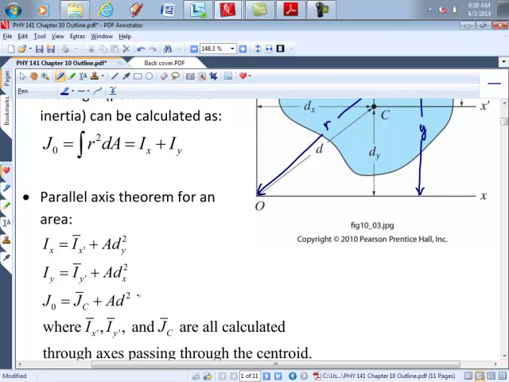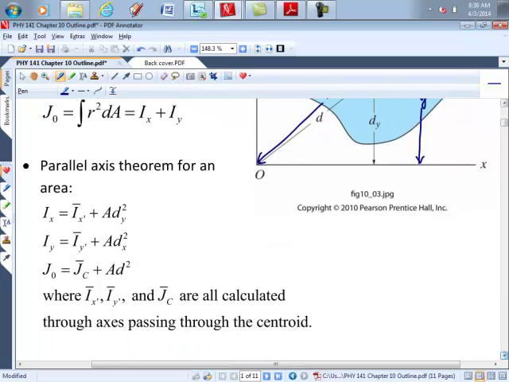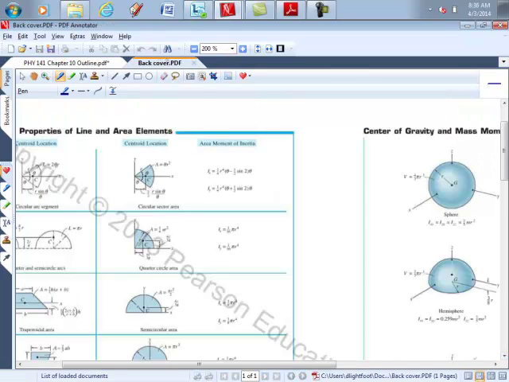These are going to be useful because for a lot of common shapes we have tabulated values for the moment of inertia through the centroid. So once we have the moment of inertia through the centroid, we can use the parallel axis theorem to quickly calculate the moment of inertia about any axis, any parallel axis. Okay, those tables are in the back cover of your textbook.